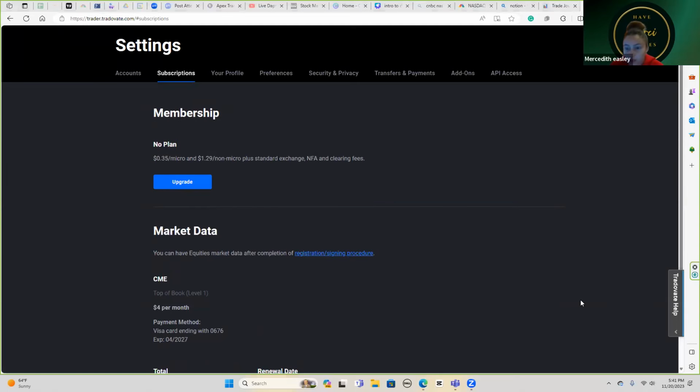Can you explain the importance of paying for the live data? You can't trade if you don't pay for it. For futures, they literally will not let you trade if you can't pay for it.